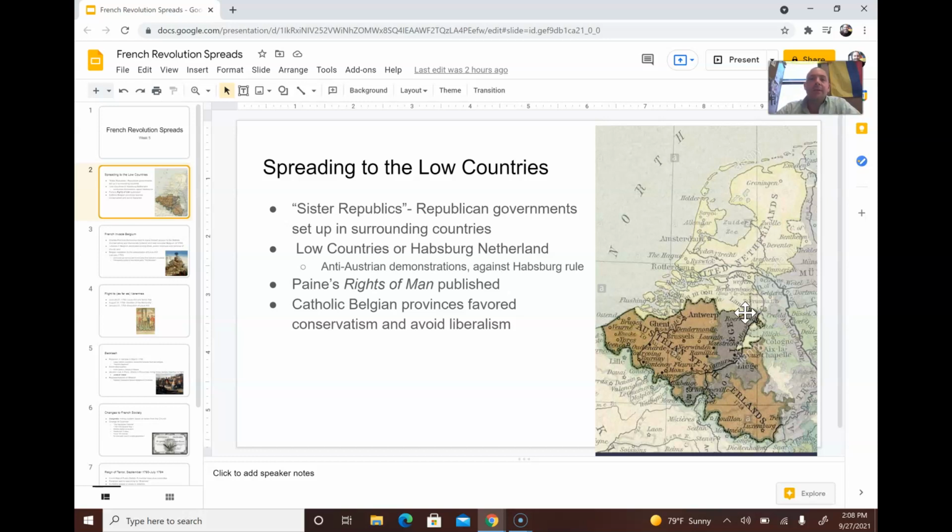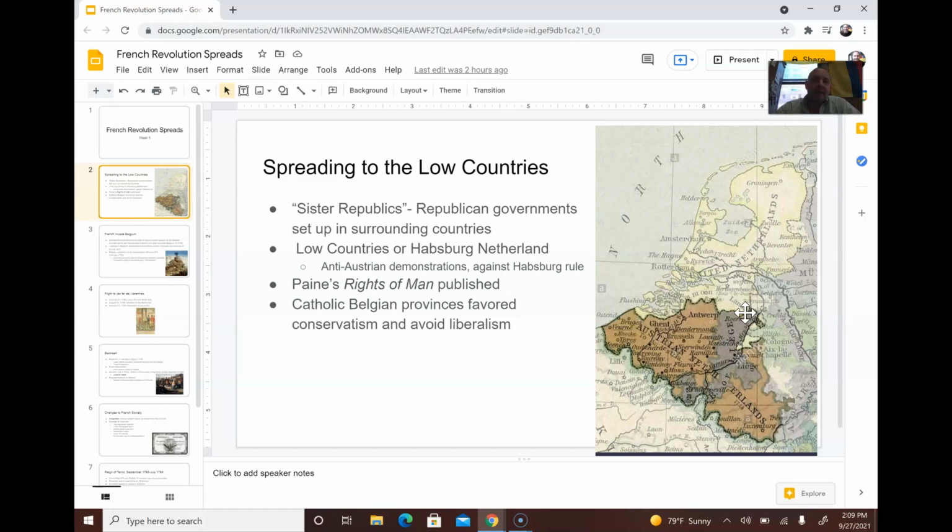Again, there's this growing nationalism within a lot of these countries, for the people of the Netherlands and what will become Belgium, the Low Countries. The Austrians were hundreds of miles away and not like them. So the control of these places was in question.